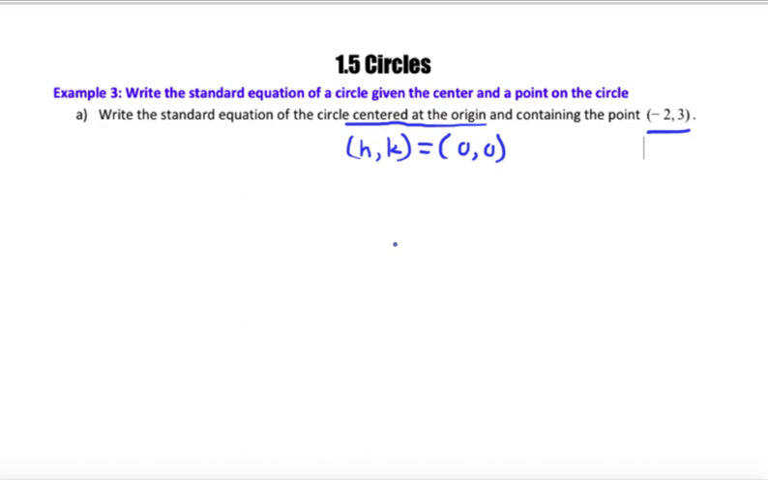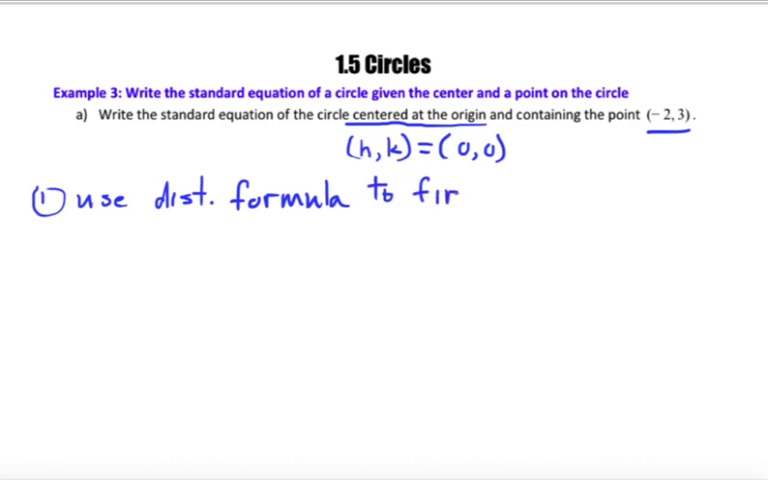And so in order to write the equation, remember we need the center and the radius. In order to find the radius, we are going to use the distance formula to find the radius. And so our radius is the distance between those 2 points.